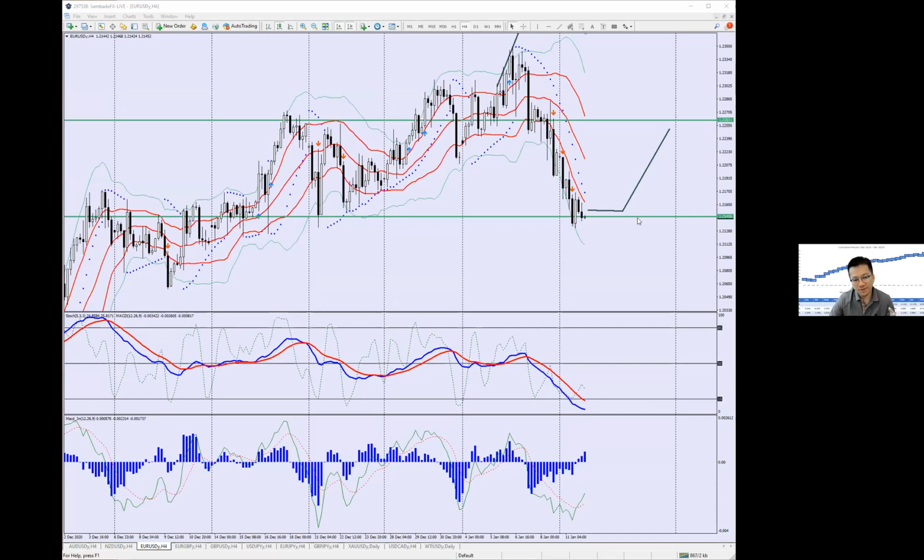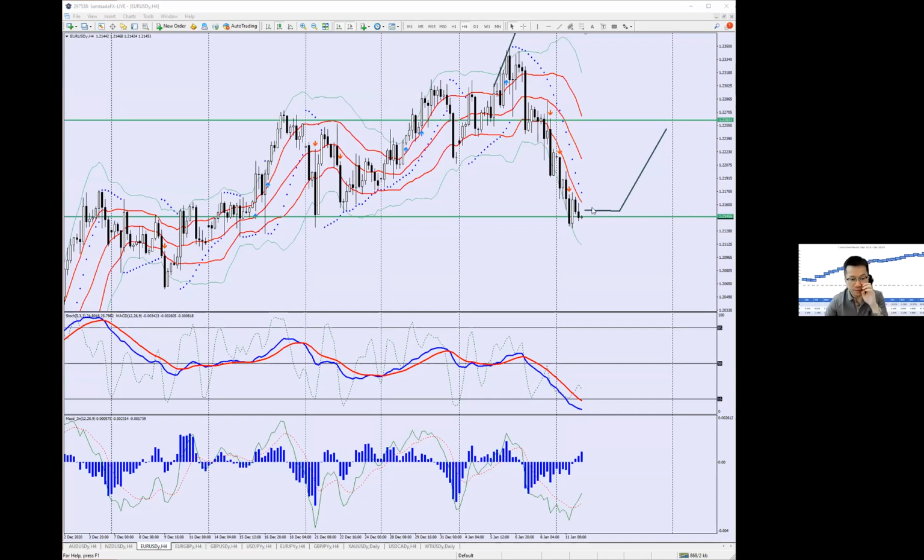But this would be a counter trend trade. As I said last night with the Traders Club members, when we're looking at the H1 time frame, we're looking at a smaller time frame, trying to trade it a bit more actively. This would be a counter trend trade for it to bounce off and go back higher.